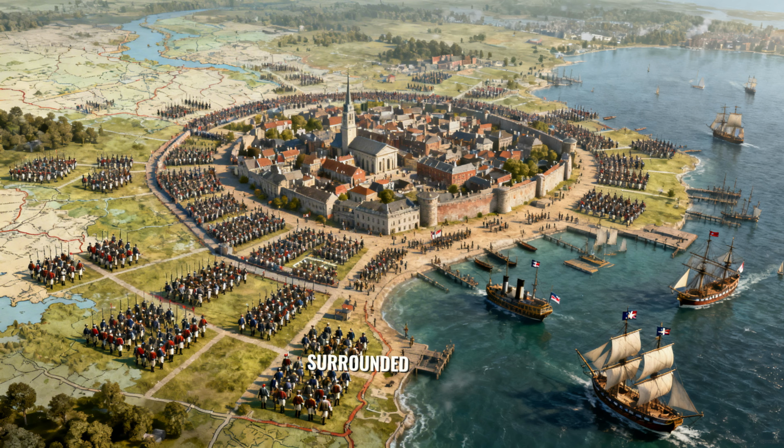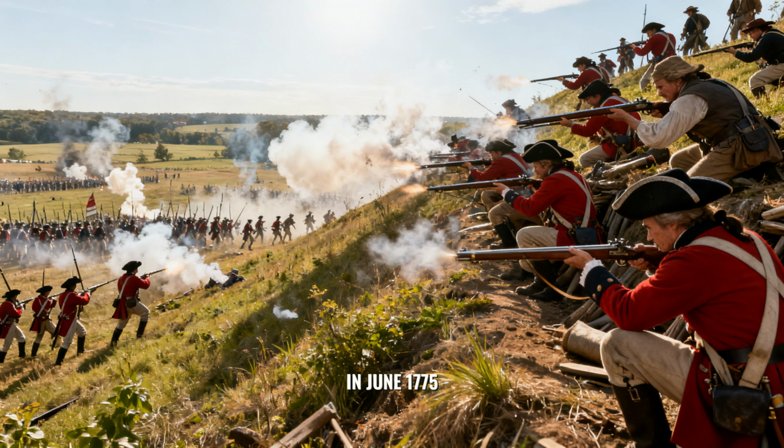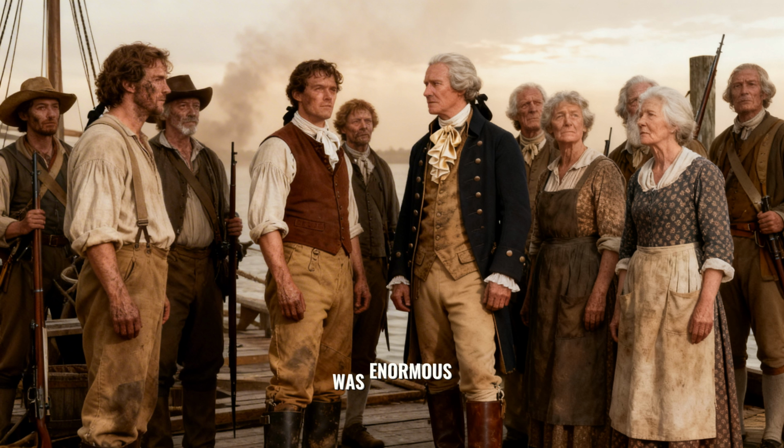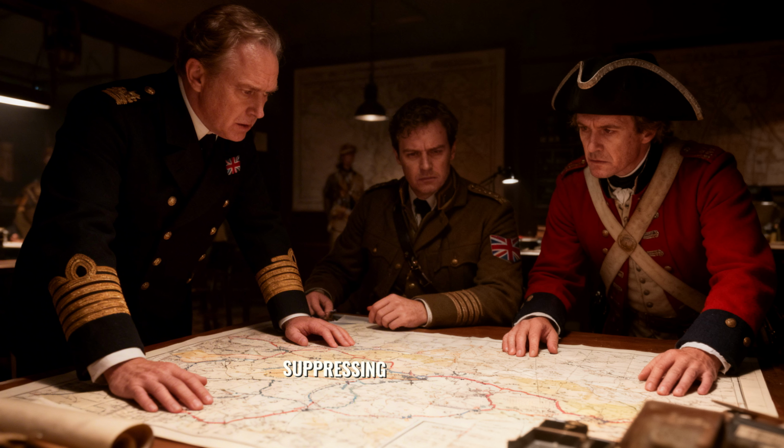Colonial militia forces surrounded the city, while British commanders struggled to maintain control. In June 1775, colonial troops clashed with British forces at the Battle of Bunker Hill. Although the British ultimately took the ground, they suffered heavy casualties, demonstrating that the colonial militias could stand against professional soldiers. The psychological impact was enormous. For the colonies, it was proof that resistance was not hopeless. For Britain, it was a warning that suppressing the rebellion would be costly and prolonged.